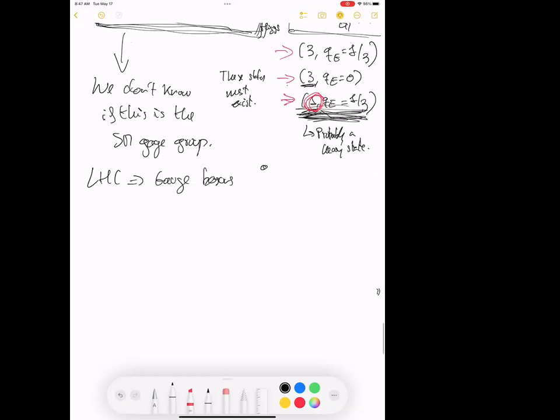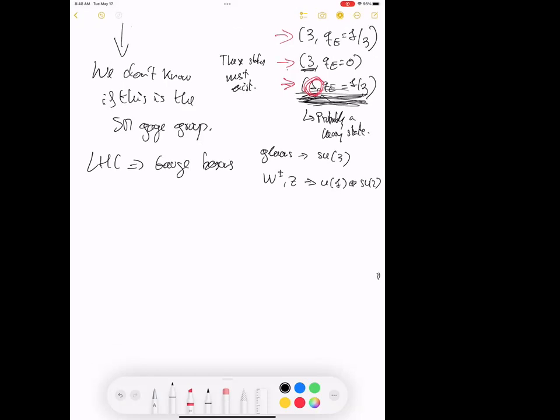We certainly have seen gluons, which are gauge bosons for an SU3 algebra. We've measured Ws and Zs, which are gauge bosons for U1 plus SU2 algebra. So we know for sure that the Lie algebra of the standard model gauge group is SU3 plus SU2 plus U1, but there are several different groups with the same algebra.